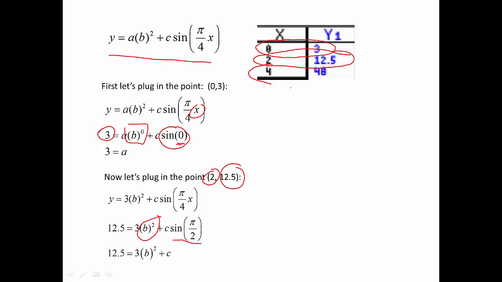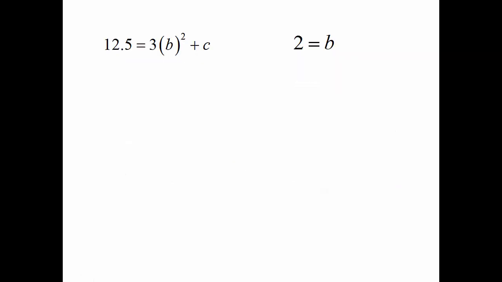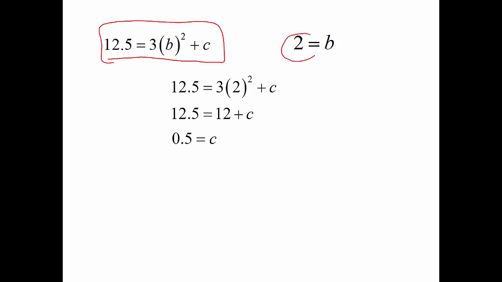So let's go ahead and do our last point, for 48. Okay, when we do that, again, something pretty happens, and honestly, we got lucky here. Sine of pi is going to be 0 again, and so we end up being able to solve for b. This is great. So we know that b is 2, and we know that this was our equation from the second point. When we plug 2 in right there, we end up with c equals 0.5.